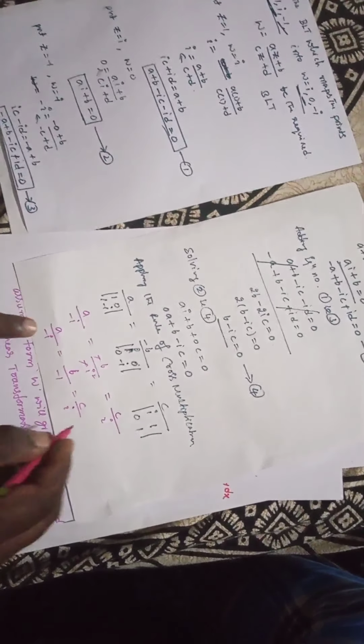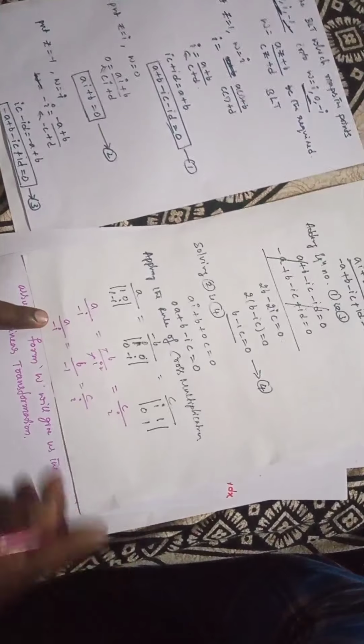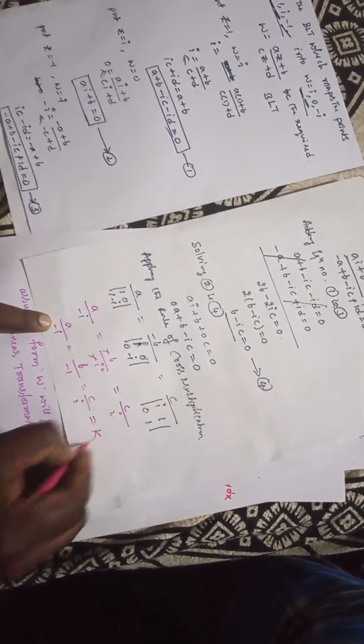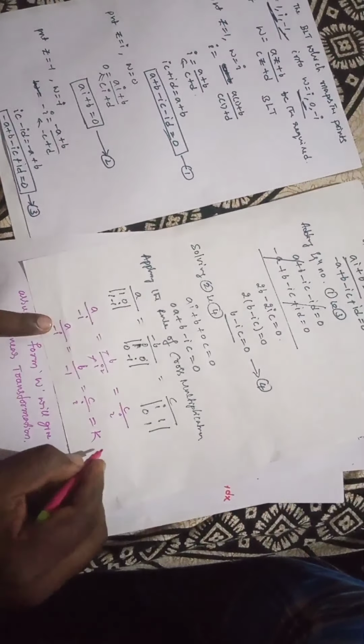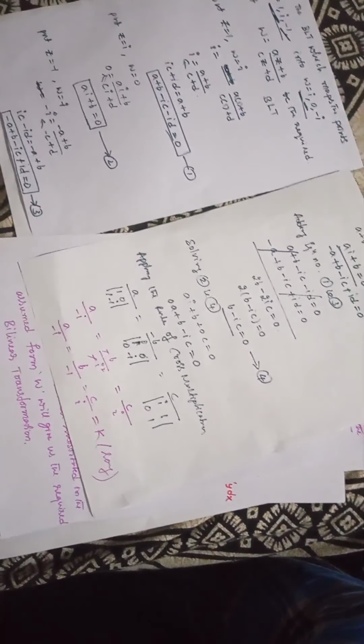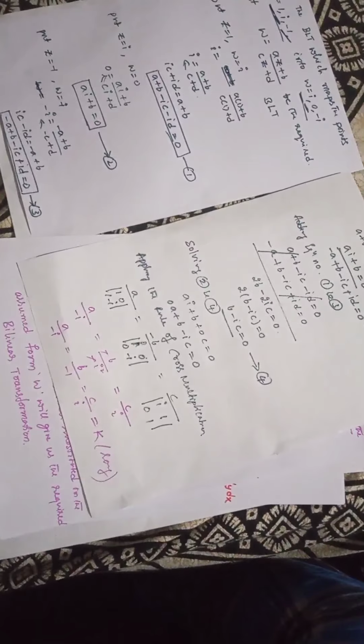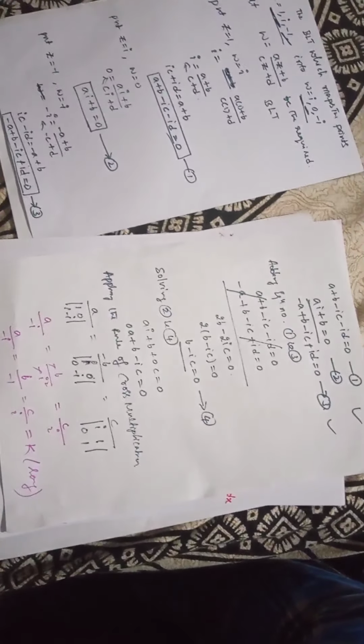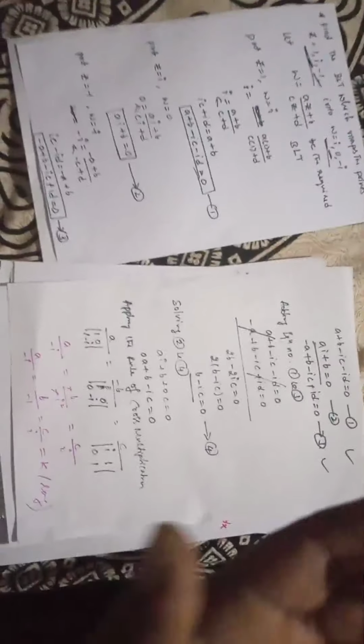So here these three fractions are there, so we will call it equal to some proportionality constant k. So by using, we have a property in ratio and proportion.